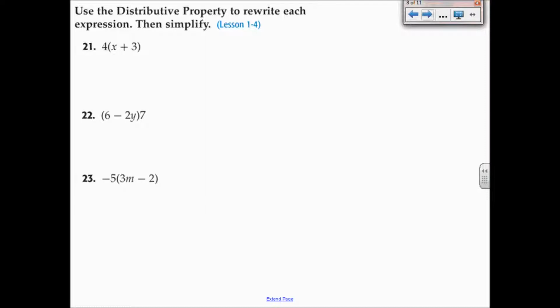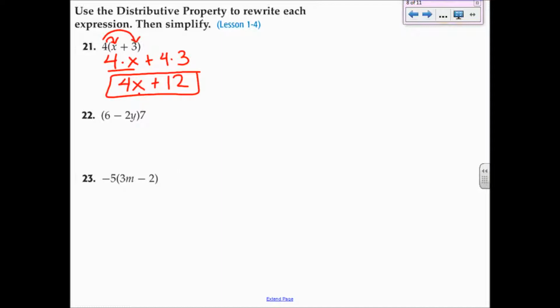It says use the distributive property to rewrite each expression and then simplify. So now we're going to do the same thing that we were just doing with numbers with variables as well. So the 4 gets multiplied by both things. So I have 4 times x plus 4 times 3. I don't need to put the times symbol in when I'm finishing up my writing, so I can just write 4x, and then 4 times 3 is 12. Since I don't have any like terms, this has an x and this doesn't. There's no more parentheses, it's simplified.